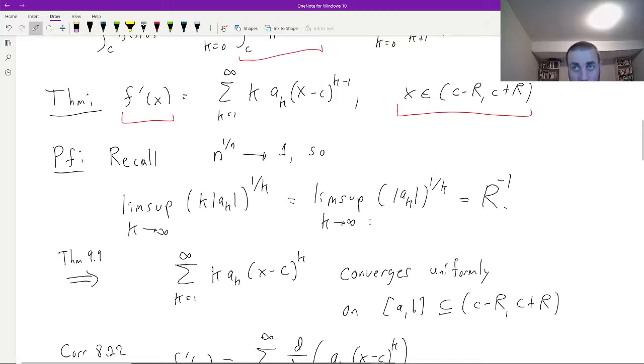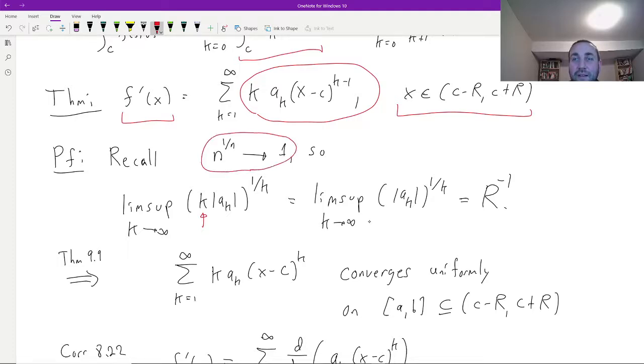Well, we recall from way back close to the beginning of the course that n to the 1 over n converges to 1. And so in particular, if I look at the radius of convergence of this power series here, we can see that it's equal to the lim sup of (k times a_k) to the 1 over k. And this k to the 1 over k just converges to 1 by this fact. So in fact, this lim sup is equal to that lim sup, that is 1 over the radius of convergence of the original power series.